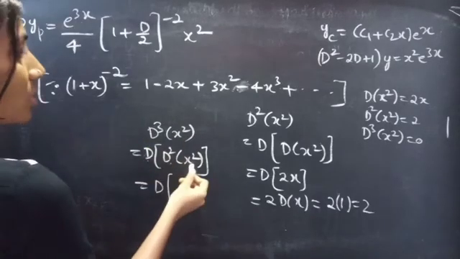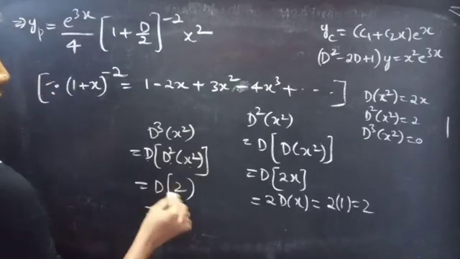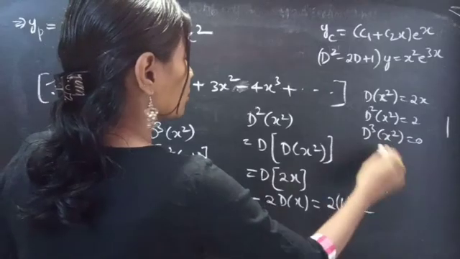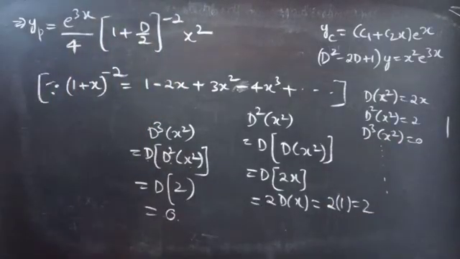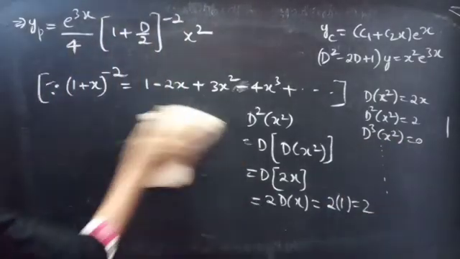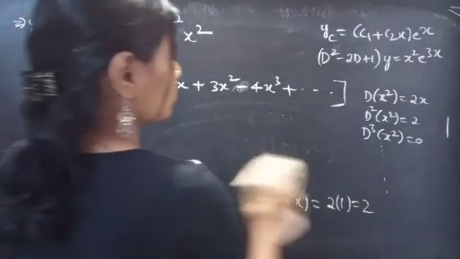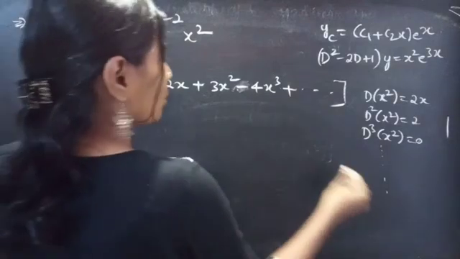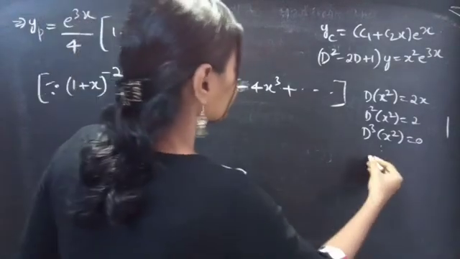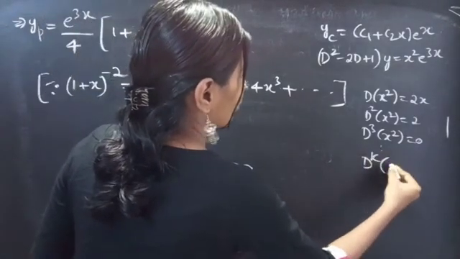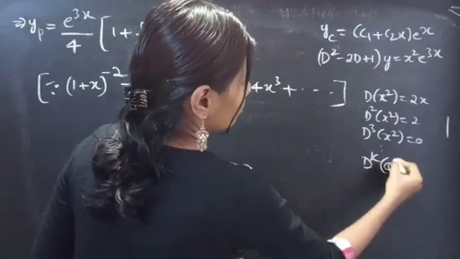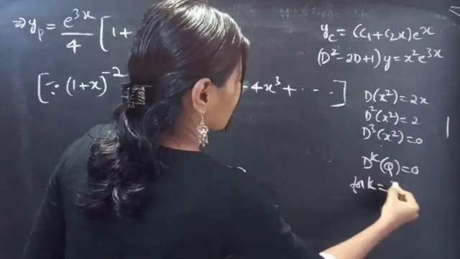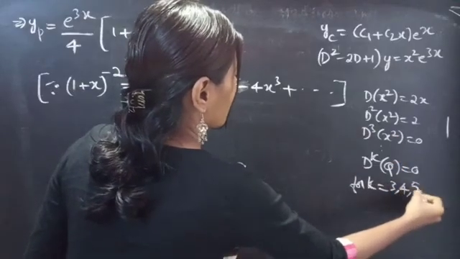Now put the value of d square of x square, which is 2, and find the derivative of a constant, which is 0. Right? So from here you'll get all the derivatives 0. So we can neglect higher derivatives from 3, 4, 5 and so on. Okay? In general, d power k of q equals 0 for k equals 3, 4, 5 and so on.